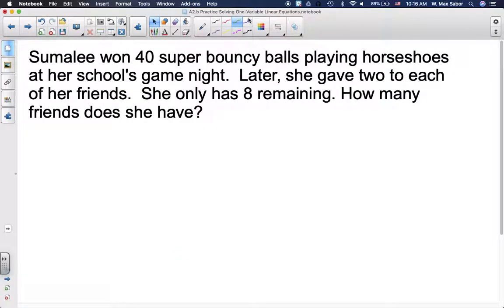Suma Lee won 40 super bouncing balls playing horseshoes at her school's game night. She gave 2 to each of her friends. So she had 40. She gave 2 to each of her friends and had 8 remaining. How many friends does she have?